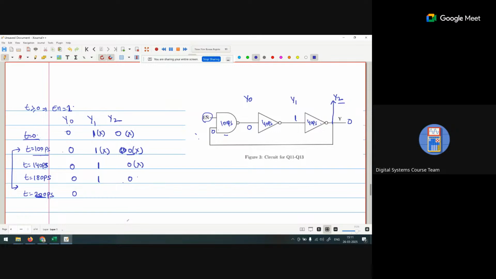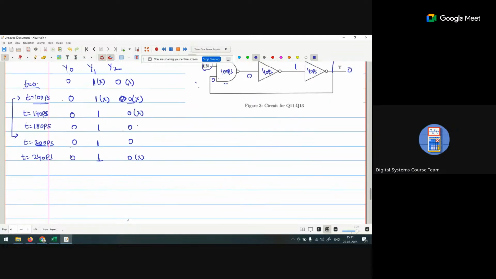Okay, again a 0. This is 1, 0. Now T is equal to 240 picosecond. With this 0, we are getting a 1, and this is the invalid condition. Okay, and T is equal to 280. We are getting again a 0, valid condition.